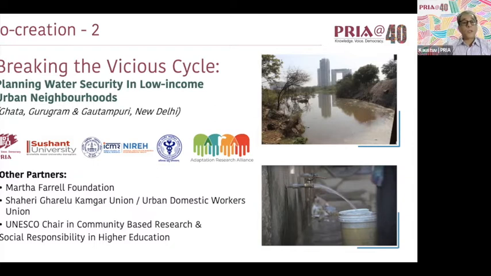We also partnered with the School of Art and Architecture and Urban Planning and Designing University, based in Gurugram. Then we also partnered with the Indian Council of Medical Research, and within the various institutions in ICMR, we partnered with the National Institute for Research in Environmental Health, which is based in Bhopal, Madhya Pradesh. Then we also partnered with the All India Institute of Medical Sciences, the Center for Community Medicine, and our partner organization, Martha Farrell Foundation, and the UNESCO Chair in Community-Based Research and Social Responsibility in Higher Education.